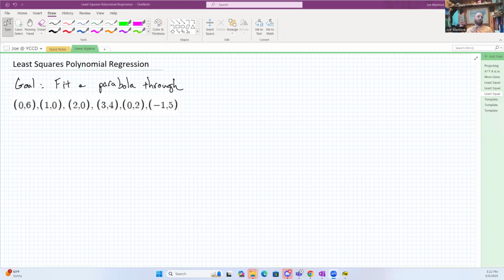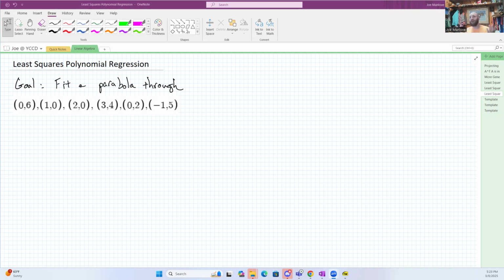Hey all. So here we're going to do a little bit of fitting something that's not a line through some data. I promise this is actually not really different. The principle here is exactly the same. My goal is to fit a parabola through these six data points.